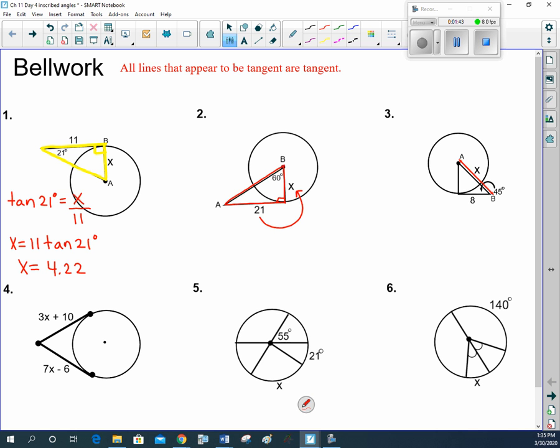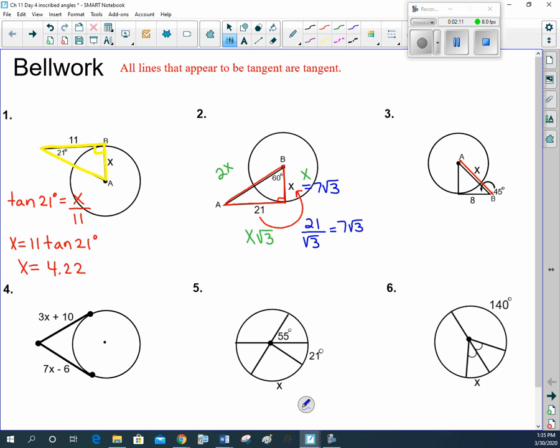Well, if we were going to put in our labels, this is the 2x, x, and x root 3 ratio. So I'm going to take the 21 and divide it by the square root of 3, and that's going to give me that side I'm looking for. So 21 divided by the square root of 3, I'm going to rationalize that, and we end up with 7 root 3. So my answer is 7 root 3.